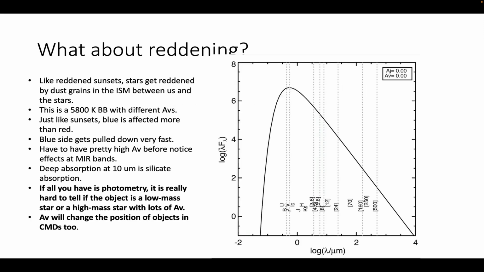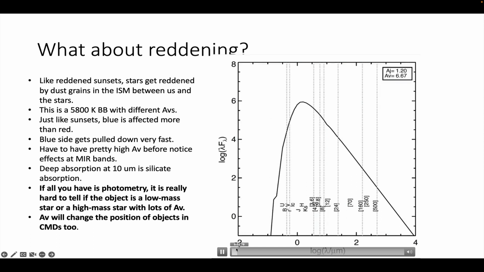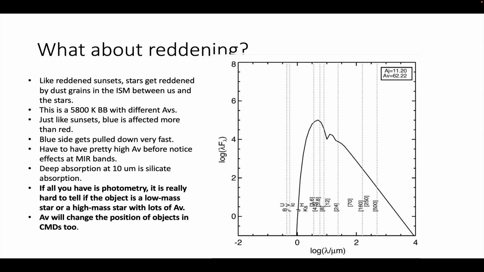Now, reddening. Reddening is an additional complication. So this movie is the same kind of family of things as we were just looking at, but now, rather than changing temperature, I'm holding the temperature constant. This is a G-star, a 5800 Kelvin blackbody, just like our sun, and I'm holding the temperature constant. But what I'm changing is the reddening.